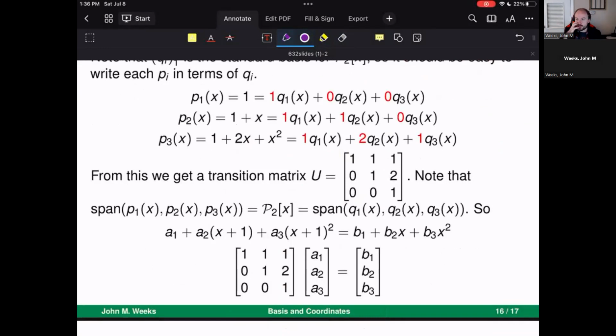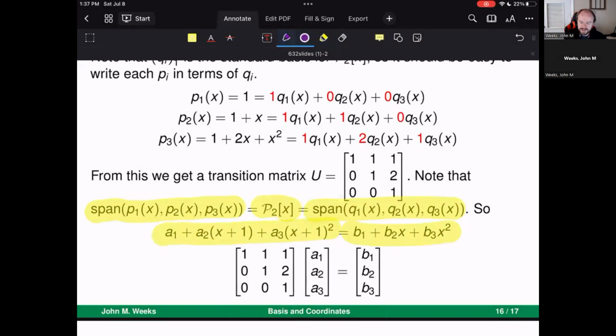Well, first things first, just like we had before in the real case, note that the span of P1 through P3 is our vector space, which is the same as the span of our standard basis elements. Both of these are bases for our space. So that means that whenever you take a linear combination of things inside of your first span, that needs to be equal to some linear combination of things in the span of the standard basis elements. So how is it that we connect these two things together?